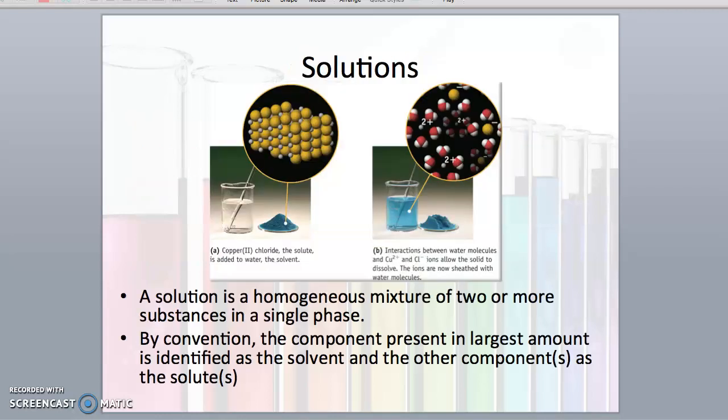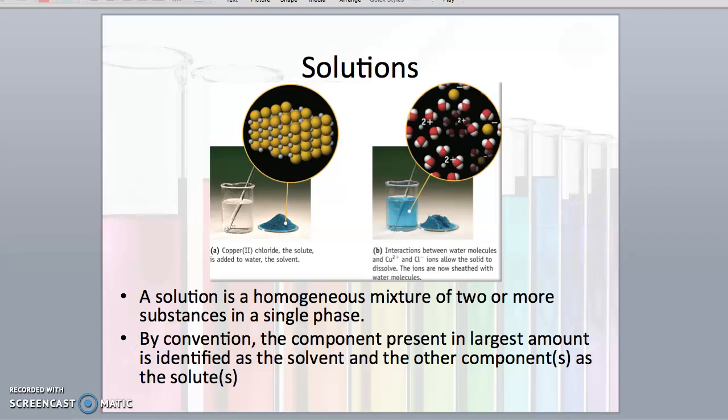So first off, a solution is a homogeneous mixture of two or more substances, and this means it's the same throughout. So if we have a solution, it's homogeneous. Another couple vocab words we need to know here are solvent and solute. A solution is made up of a solute dissolved in a solvent.